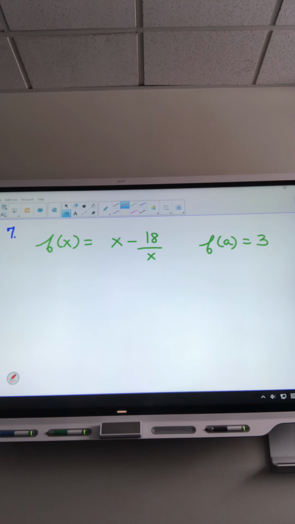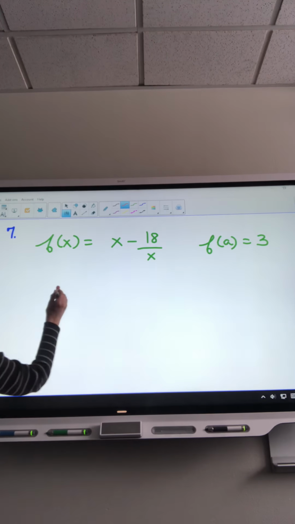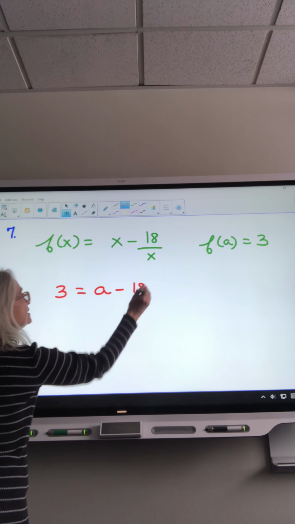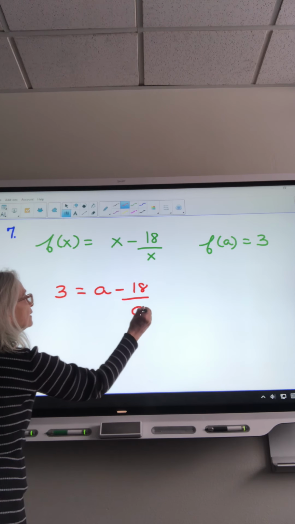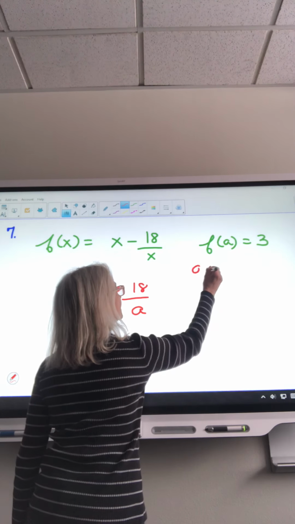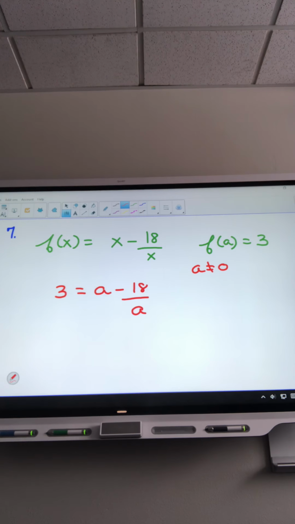Okay. So for this one, what we're going to do is substitute the f of a for the 3. So that means that it will be 3 is equal to a minus 18 over a. So for this one, if a ends up being 0, then it can't be a solution. So a cannot equal 0.